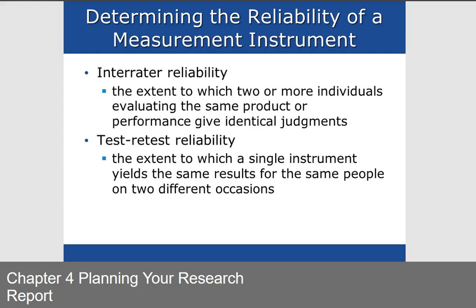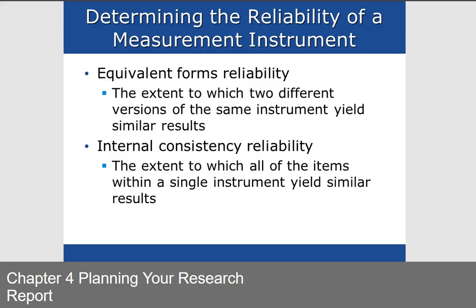Test-retest reliability is the extent to which a single instrument yields the same results for the same people on two different occasions. So we want to know, are we consistent even over time in our score? So we give the same test, exactly the same to them over time. We don't do anything else to them. And then we check if we have the same score, if it's reliable over time. And some are very stable in terms of test-retest reliability. For example, IQ is very stable over time. And so we'd want to assess the test-retest reliability.